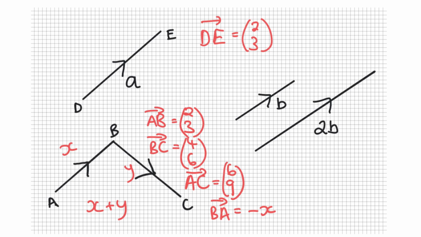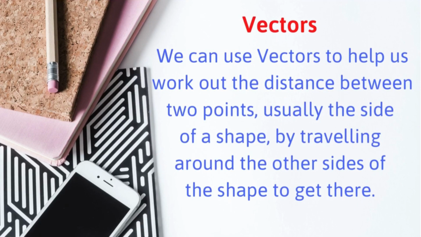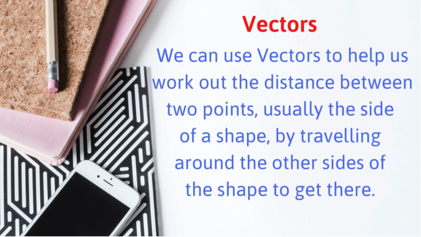We can also multiply vectors by a positive number. This gives us a line that's parallel to our vector because it's moving in the same direction, it's just a little bit longer. So 2b is going to be twice as long as b, but moving in the same direction. We can use vectors to help us work out the distance between 2 points, usually the side of a shape, by travelling around the other sides of the shape to get there.